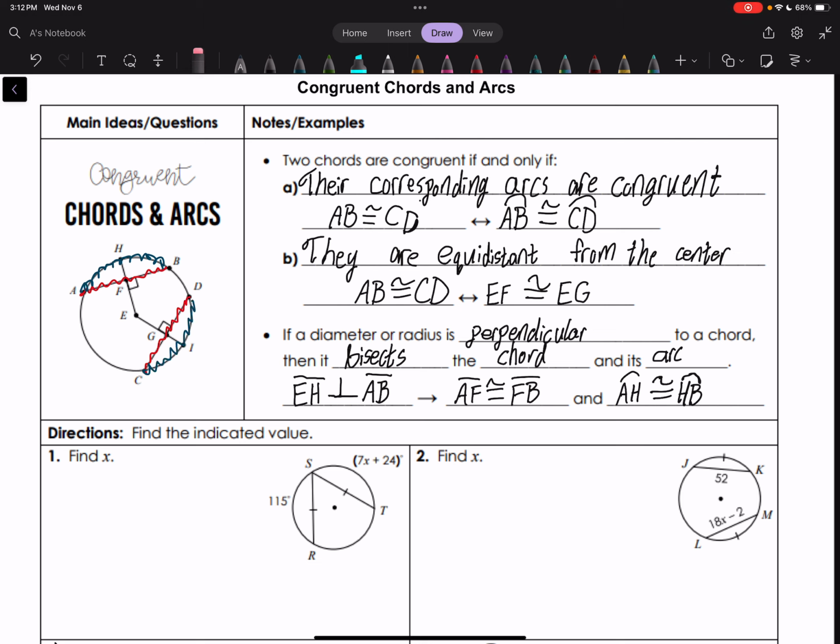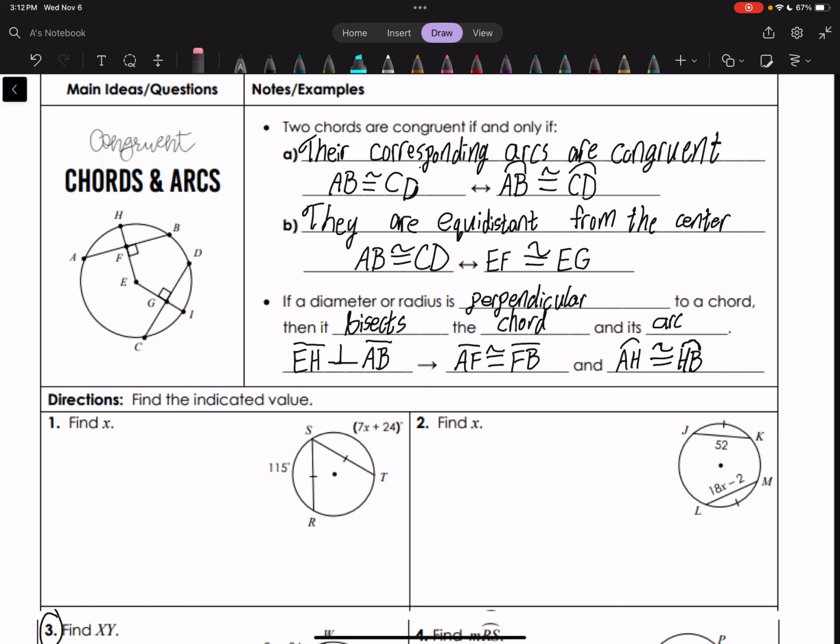The second one we must know is that they are equidistant from the center. So that's to say AB is congruent to CD if and only if the distance from E to F and E to G are congruent. Now that should make sense to you pretty well, because if you have a chord further away from the center of the circle, it's going to get shorter versus longer, or closer to the center, it'll be longer. They have to be equidistant to be the same length.